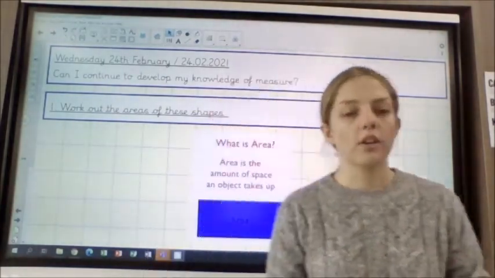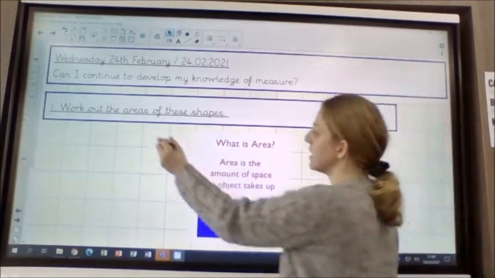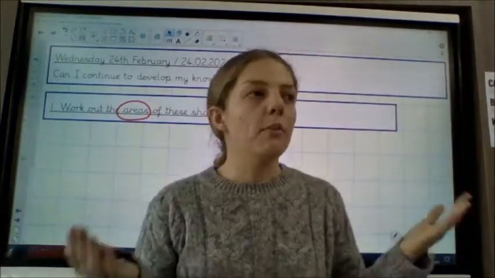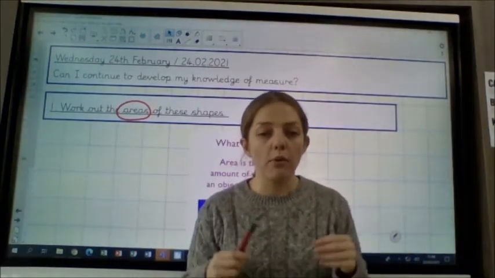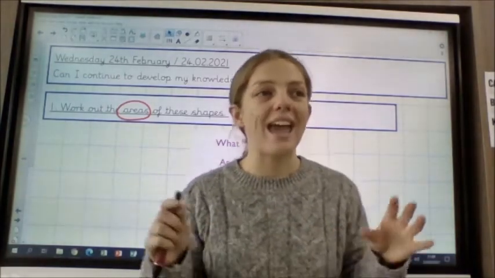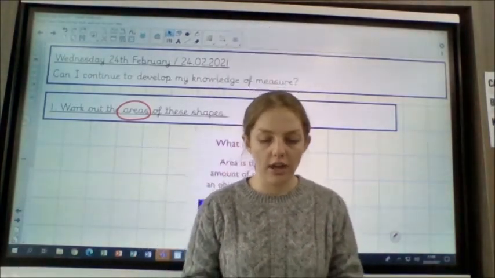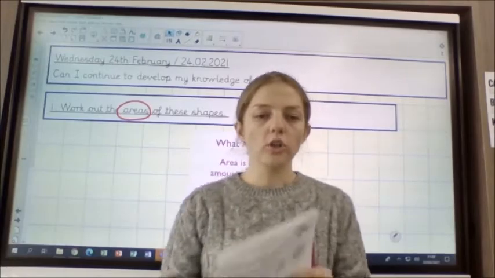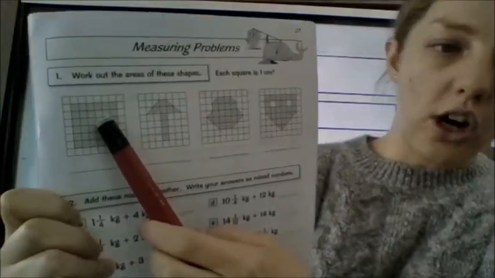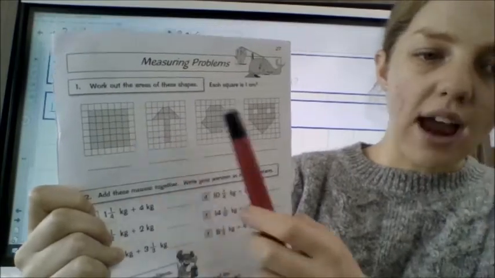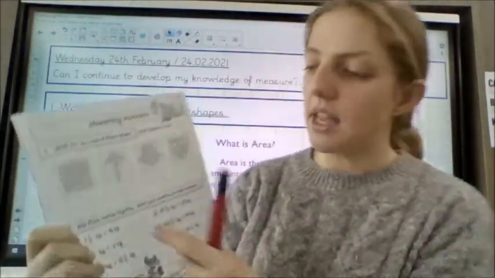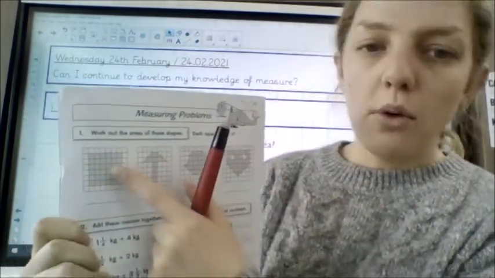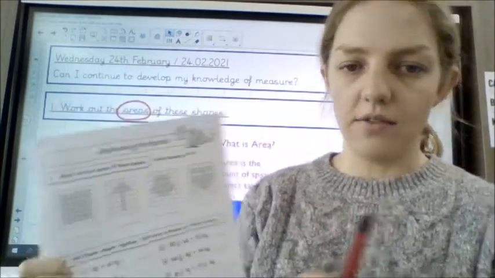Question 1 is asking you to work out the areas of these shapes. Now, we've looked at perimeter in school and we've revisited perimeter with our home learning, but we haven't done area in school or at home yet. When we do area, we are looking at the amount of each shape. The bit in grey, that is what we're working out. With perimeter, you'll be working out the outside of the shape, but with area, we're looking at the inside of the shape.